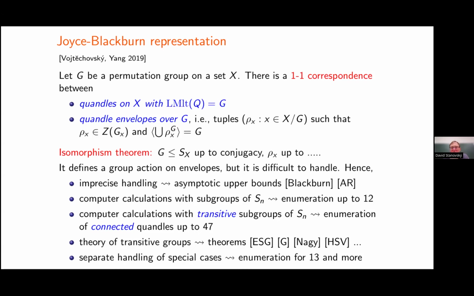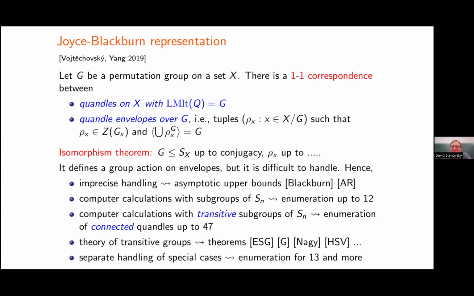There are also some theorems which say if the transitive group is such and such, then it's necessarily solvable, and that's a way to get results of this sort. If the order is something, then the quandle is necessarily affine. And the final thing I want to talk about is that you can actually handle some special cases separately, and that way you can push the enumeration further.